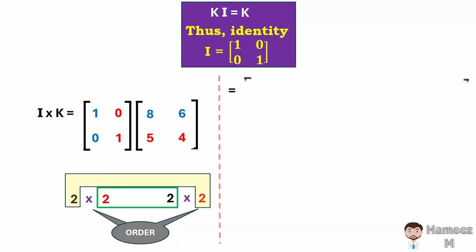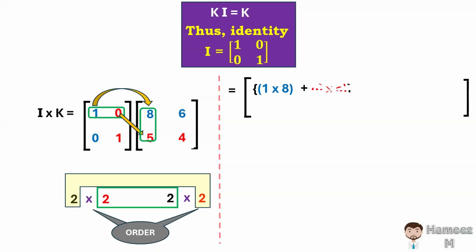So the first thing we're going to do, we're going to say the first row by the first column. First row is 1, 0 by 8, 5. So blue by blue, or the first by the first. So it's 1 by 8. And then the second term by the second term, and that will give us 0 by 5. And then we have the first row by the second column. We just did the first row by the first column. So it'll be 1 by 6. And then we have 0 times 4.